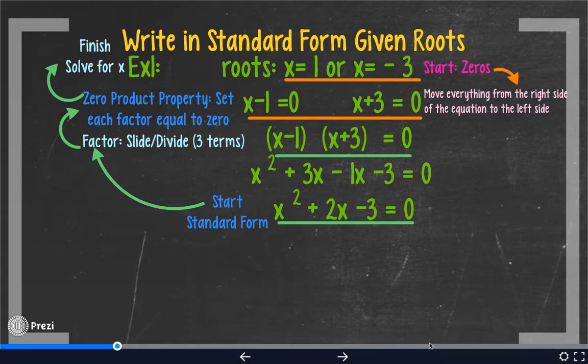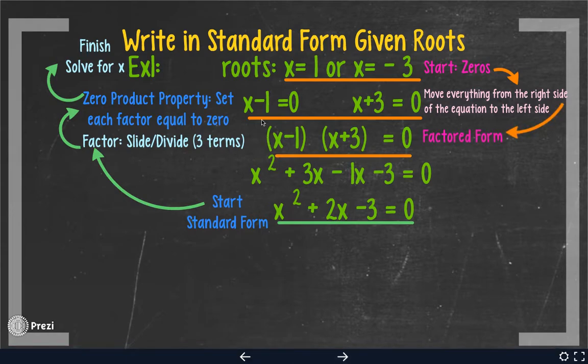Okay, so we move everything from the right side of the equation to the left side of the equation. Alright, then to get from here to the next step, we just write our answer in factored form. So these are each of our factors, and we set those equal to 0. Then to get from here to here, you probably already know, we distribute.